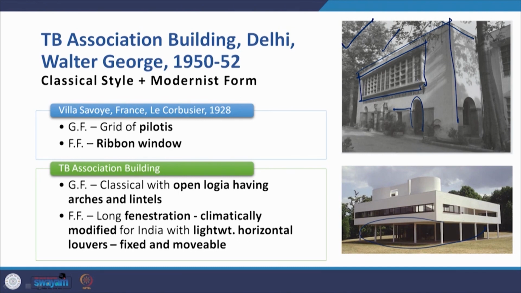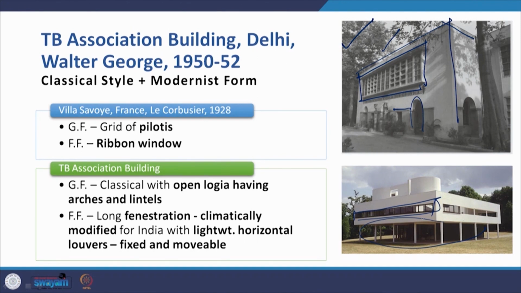But the difference is trying to adapt this modernism to India's climate. So what you have is a series of louvers, horizontal louvers, which are fixed and movable, covering the entire so-called ribbon window of the TB Association building, whereas in France the ribbon window of Villa Savoye is completely flat, flush with the wall, so as to get maximum sun into the building. TB Association, just the opposite, to keep the sun out of the building. So here we find that there is a classical style and modernist form coming together in the TB Association building.